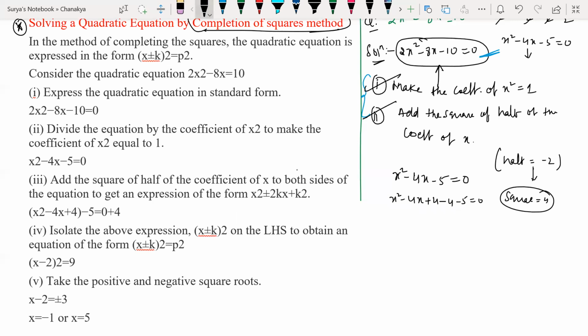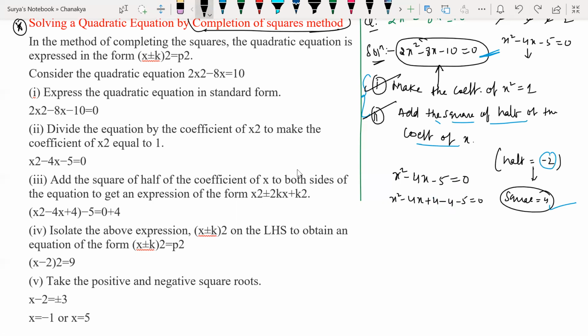What I'm trying to say here is add the square of the half of the coefficient of x. What is the coefficient of x here? -2, right? What is the square of that? 4. I'm adding 4, subtracting 4. This -5 is as it is here. I'm not disturbing that minus. Then what's the point of adding and subtracting 4 when I get 0?